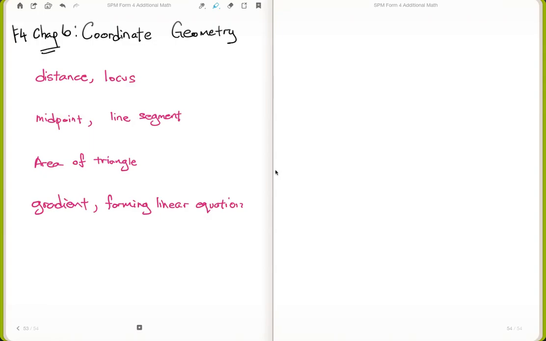This video is going to show you Form 4 Chapter 6, another chapter from me called Coordinate Geometry. First, two parts in coordinate geometry are actually covered in modern maths. To go through it, first we are going to deal with distance and locus, and equation of locus. Then followed by the second part, midpoint of a line segment.